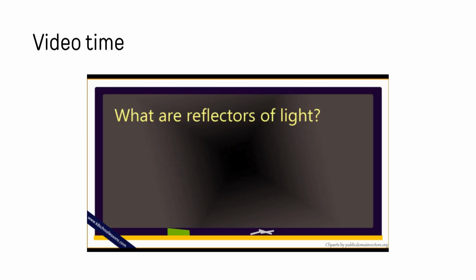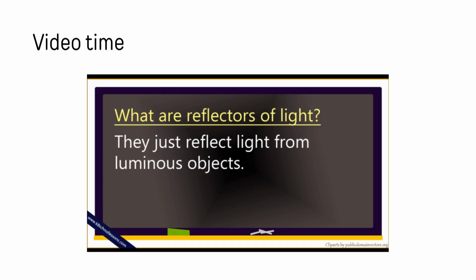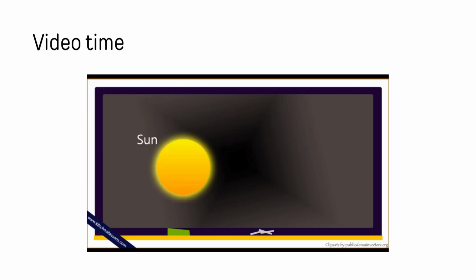Reflectors of light. What are reflectors of light? Reflectors of light cannot emit their own light. They just reflect light from luminous objects. Now, let's look at this example.